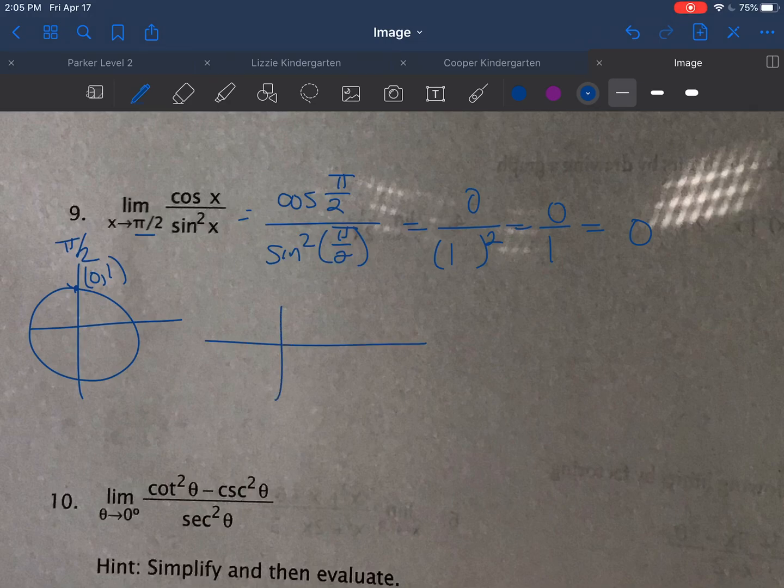That means if you were to look at your cosine function, as you get here to pi over 2, from both directions, you are approaching 0 at that point on the graph.